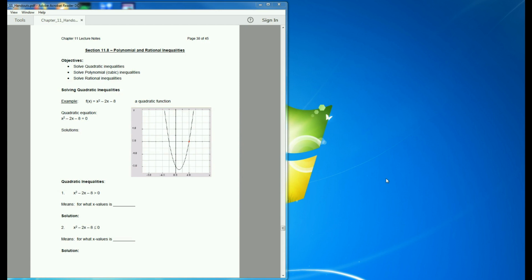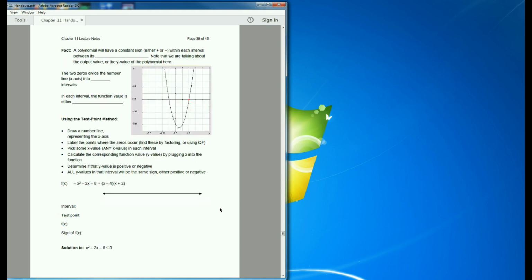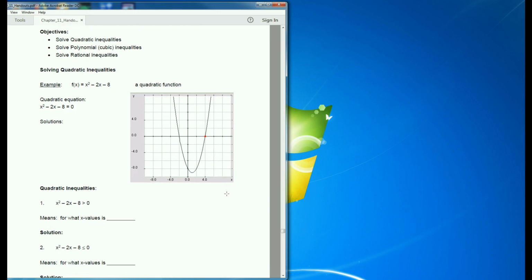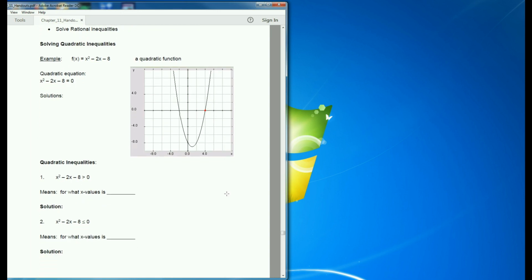All right, let's move on to the next section, which is section 11.8, polynomial and rational inequalities. And this is something you probably have not seen in a previous class at all, unless you've taken this class before. So the objectives are to solve quadratic inequalities, solve cubic inequalities, and then to solve rational inequalities. So let's start by just looking at the quadratic inequalities.